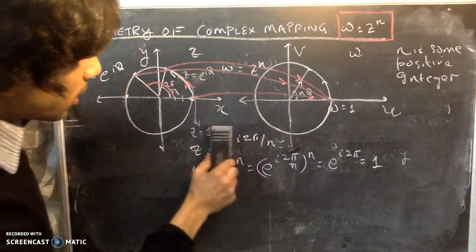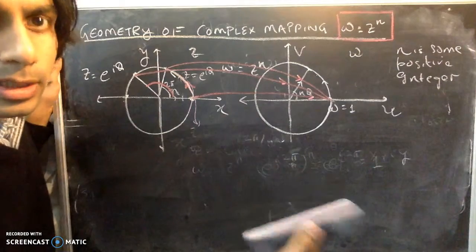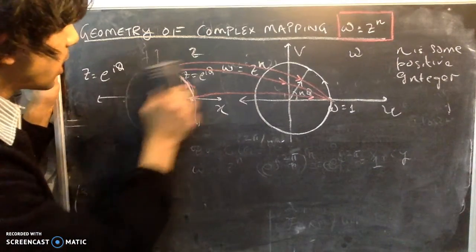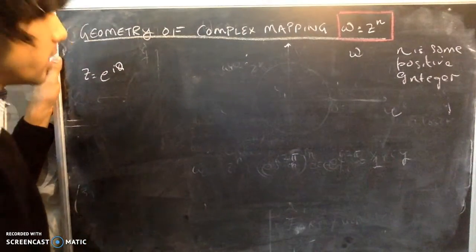Now, let's make this more explicit by considering a specific example. Let's consider n equals 3 and see what that means. So again, we are at the unit circle in the z plane.